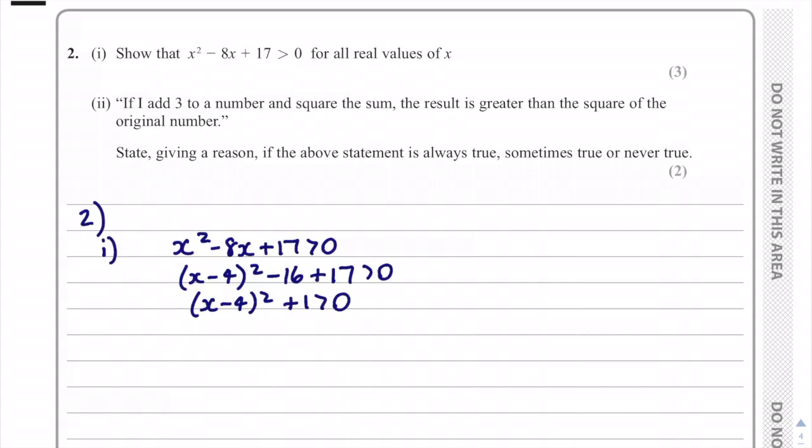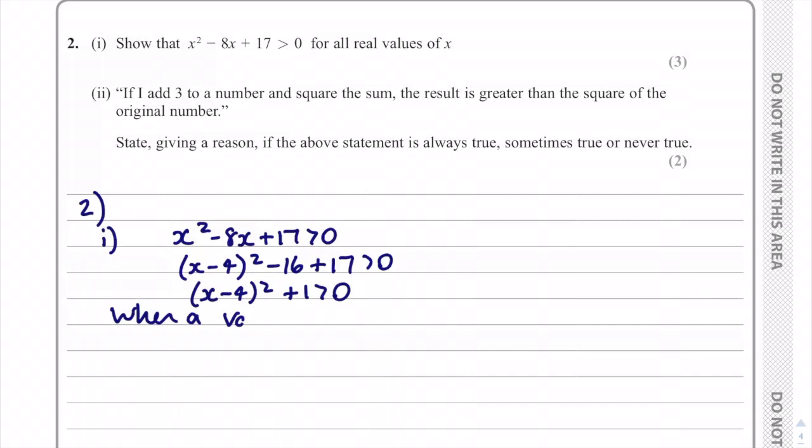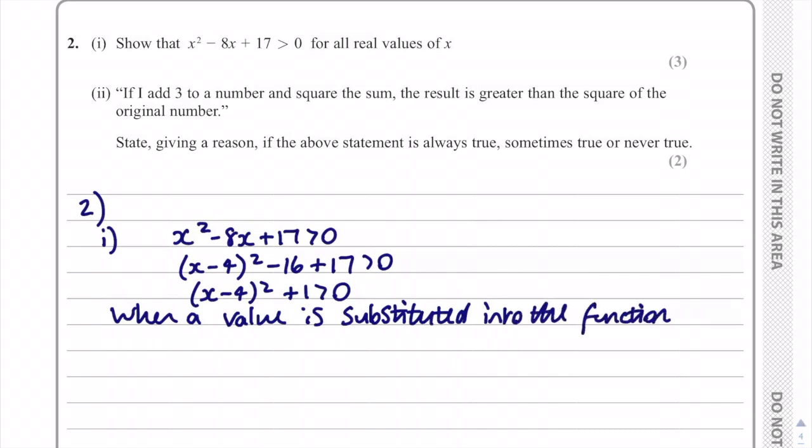Now what you should be able to see is if I substitute any x value, whether it's positive or negative, into this function, my function is always going to return a positive value. It's always going to return a value that's greater than 0. So I can say when a value is substituted into the function, a value greater than 0 is always returned.